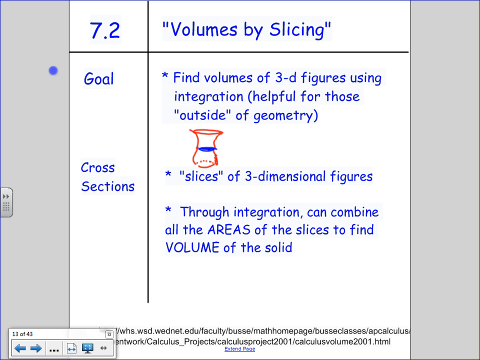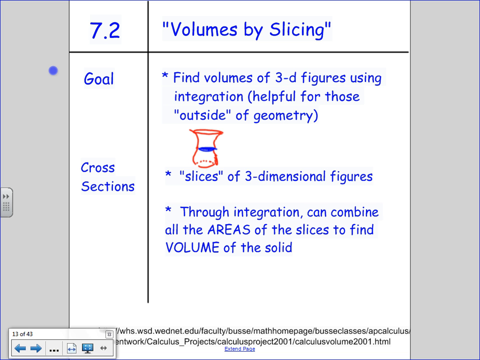Pi r squared, what is that? The area of the circle times what? Height, which accumulates. It says take the two-dimensional slice and multiply it by the height, aka accumulate it through the entire figure. Now this one, I can't say just times h, it's not that simple.